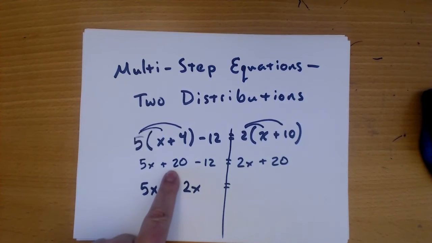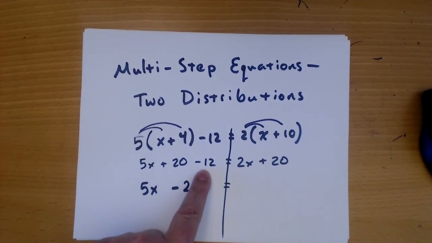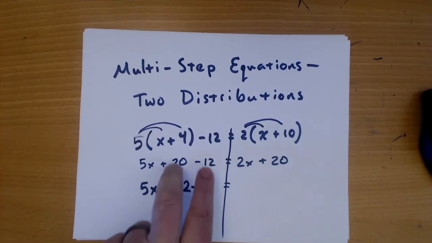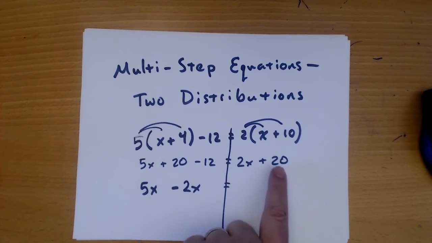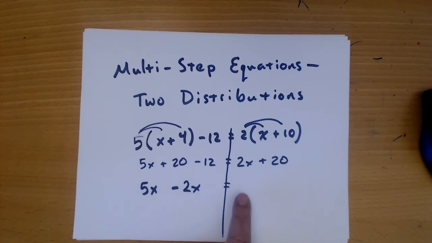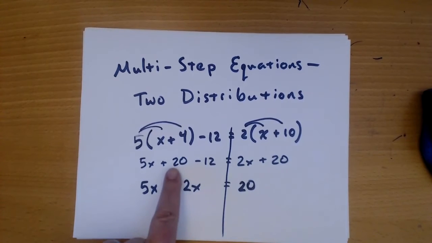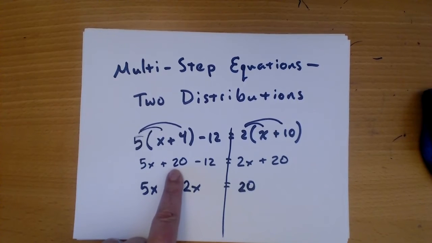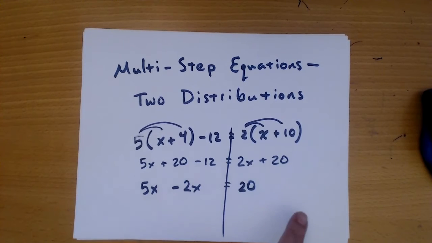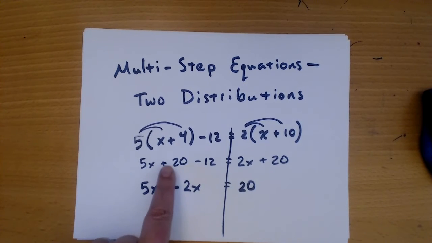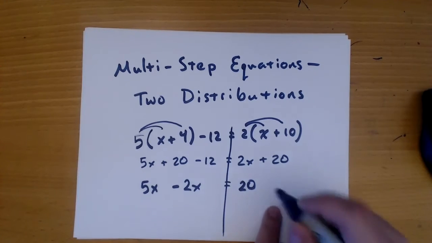Now, this 20 and this negative 12 are not in the right places. They belong over here. This 20 is in the right place. So this one, we're not going to mess around with. We're just going to copy him down here because he's okay. Just like the 5x was okay over here, this 20 is okay over here. But this 20 is not okay. It's not where it's supposed to be. It belongs over here. So we're going to move him. This is a positive 20. We're going to move it over here and make it a negative 20.